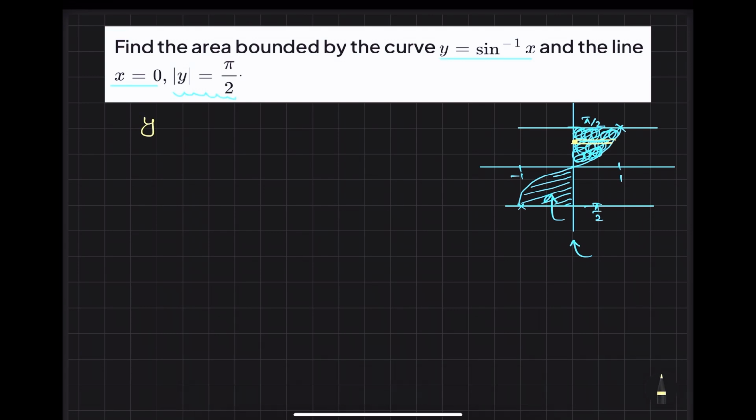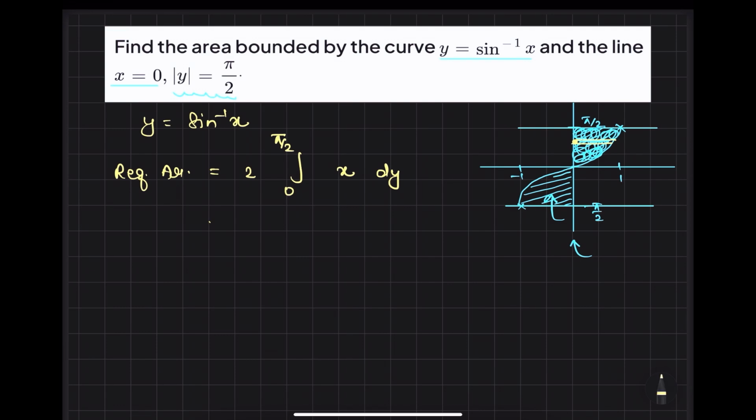Our function is y equals sine inverse x. So the required area is 2 times the integration from 0 to pi by 2 of x dy. If we are writing dy, we have to write x; if we are writing dx, we have to write y. I hope things are clear.